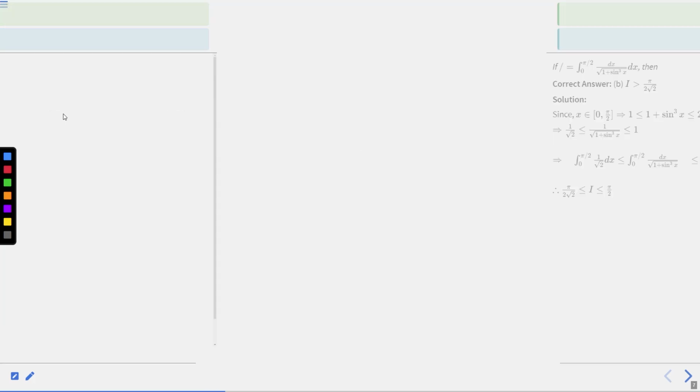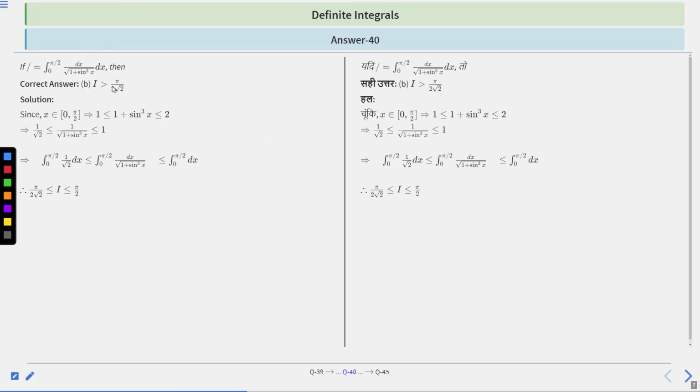Okay, let's move to the solution part. Since x belongs to 0 to pi by 2, therefore 1 plus sine cube x will be between 1 to 2. Now, since 1 plus sine cube x is between 1 to 2, therefore 1 by root over 1 plus sine cube x will be between 1 by root 2 to 1.